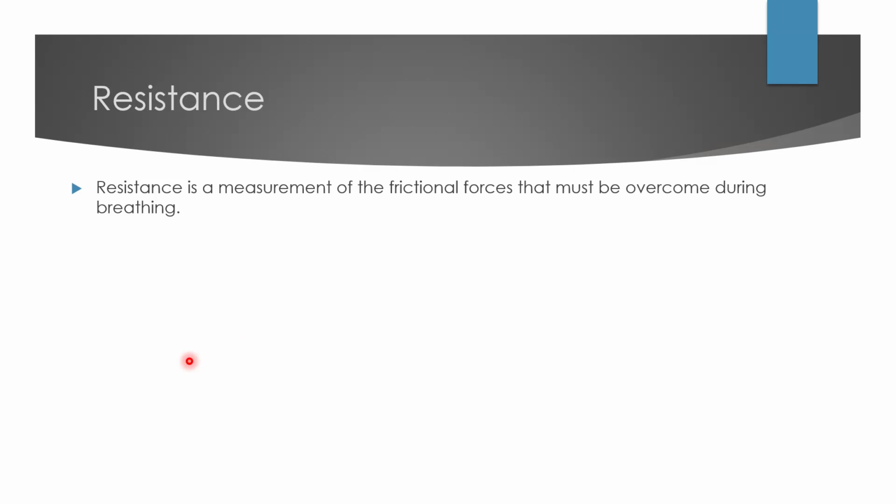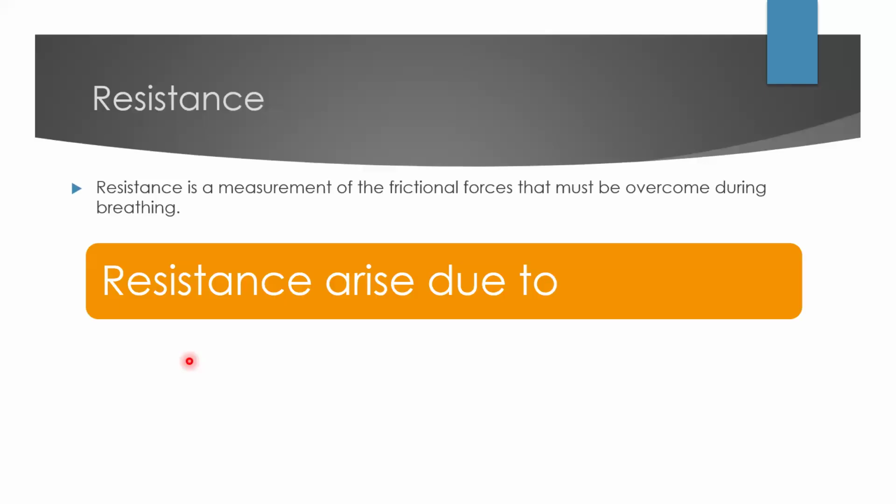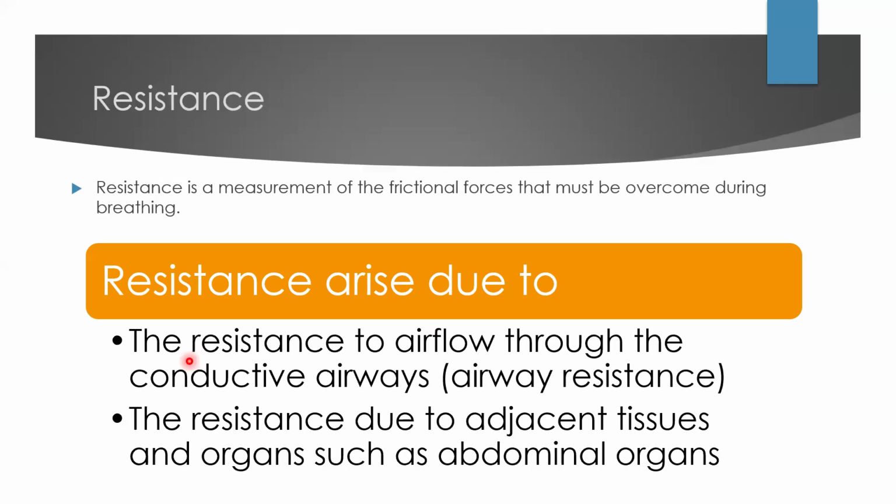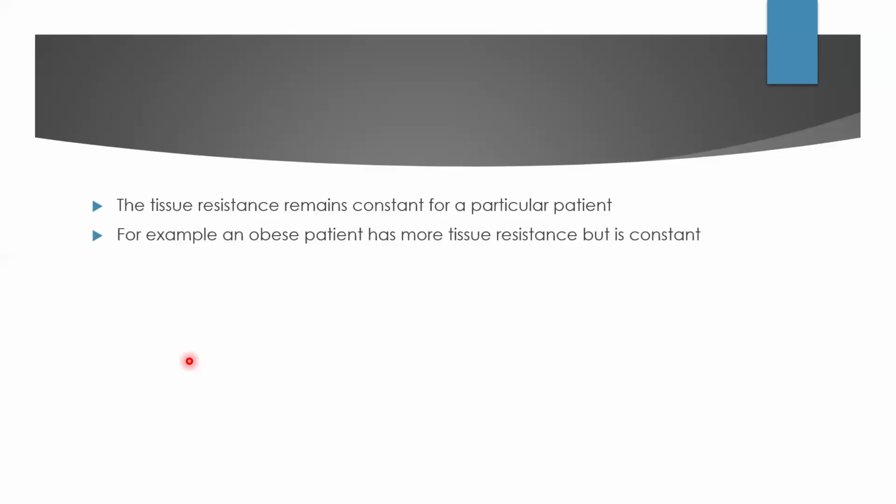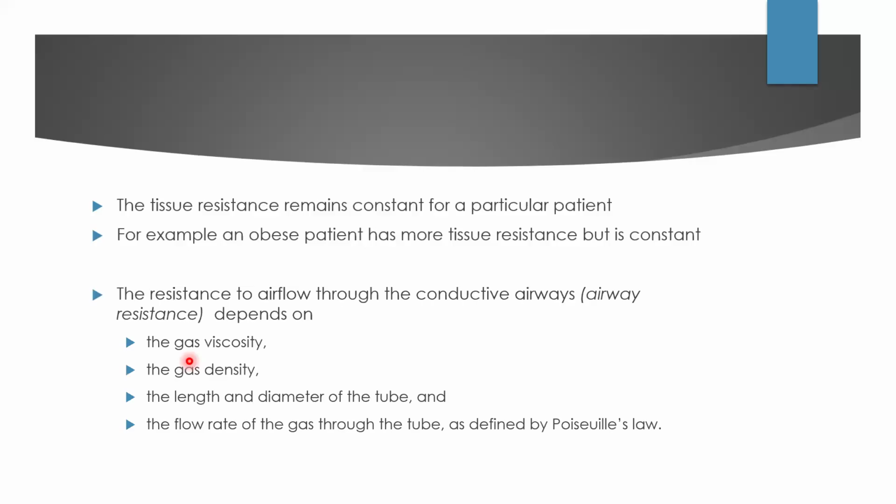Now coming to resistance. Resistance is a measure of the frictional forces that must be overcome during breathing. We discussed that resistance arises from two sources: one is the resistance due to airflow through the conductive airway, known as airway resistance, and the second is the resistance due to adjacent tissues and organs such as the abdominal organs. The tissue resistance almost remains constant for a particular patient. For example, if a patient is obese, we have more tissue resistance, but it is almost constant during the entire period of ventilation.